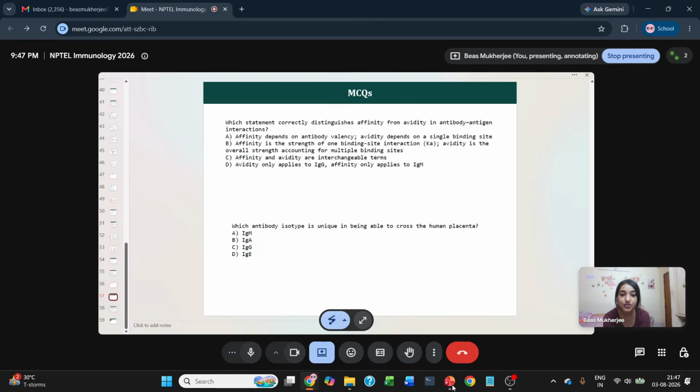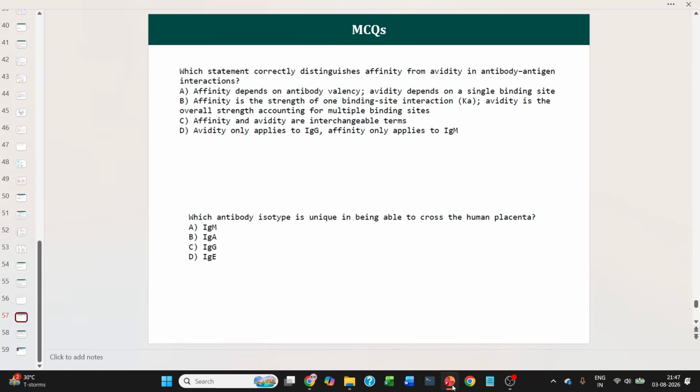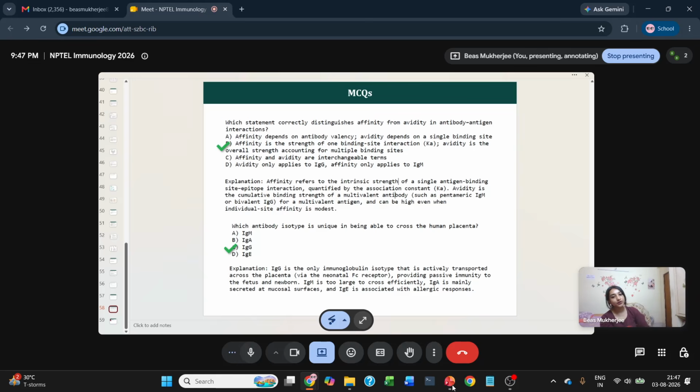And then, which antibody isotype is unique in being able to cross the human placenta, right? So we'll look at the right answers. Affinity refers to the intrinsic strength of a single antigen binding site epitope interaction quantified by association constant Ka. Avidity is the cumulative binding strength of a multivalent antibody such as pentameric IgM or bivalent IgG for a multivalent antigen, and can be high even when the individual site affinity is modest.